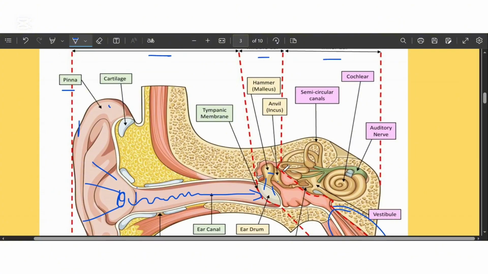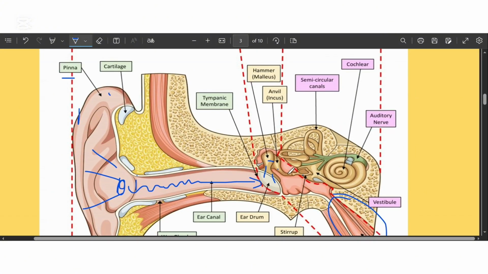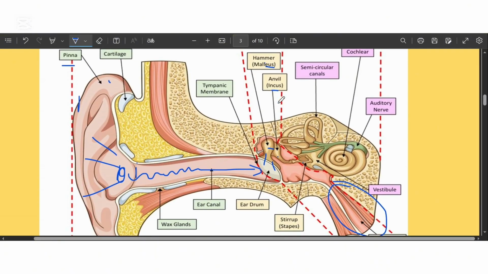So first, beginning with the ear ossicles. The ear ossicles are basically the three smallest bones of the body. They are the malleus, incus, and the stapes. So you see they have different names also. The hammer, the anvil, which is the incus, and the stirrup, which is the stapes. Why? Because of their shapes.